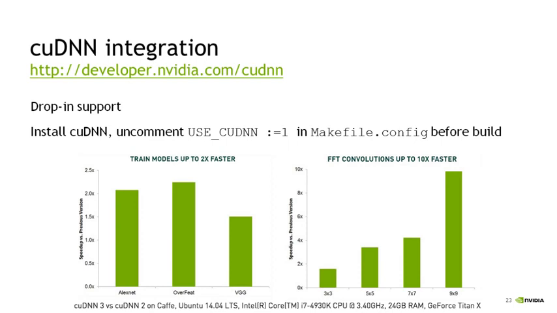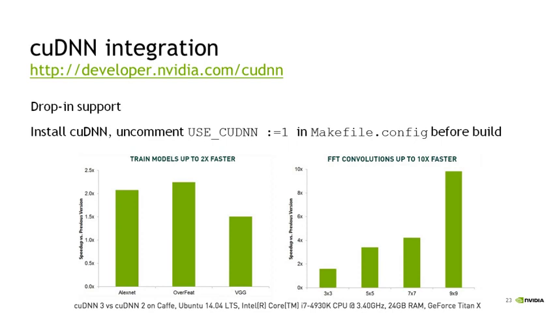The latest version of cuDNN, version 3, can be used within Caffe, and here we see that going to cuDNN version 3 from cuDNN version 2, you can see significant improvement in both training time of models and also on that particular convolution operation for a variety of different convolutional filter sizes.